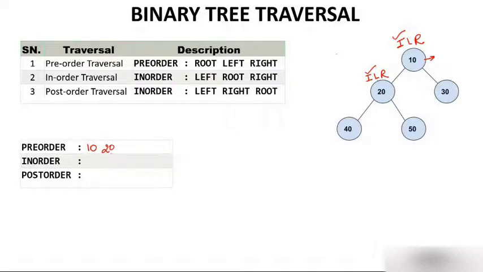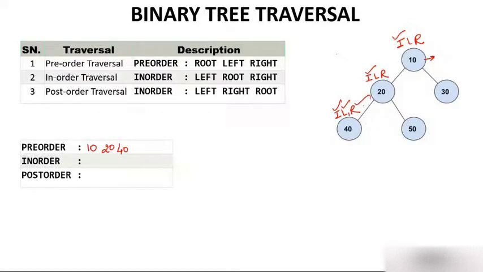Then what? Left. What is left of this 20? 40 is left, so we move here and again we apply the formula info, left, right. What is info? 40. I write info 40. And then what is left of 40? Nothing. There is no left of 40. Then comes right. What is right of 40? There is nothing right of 40.